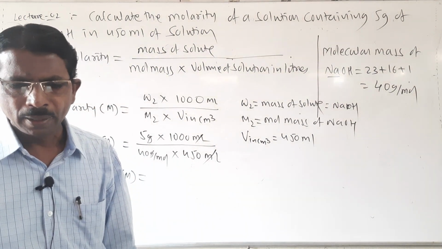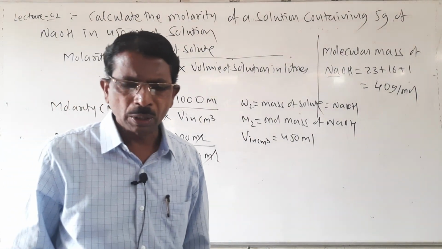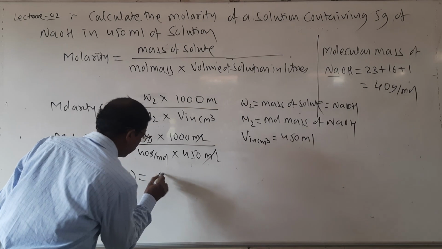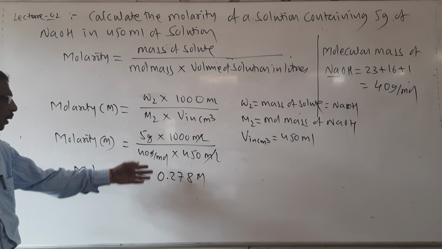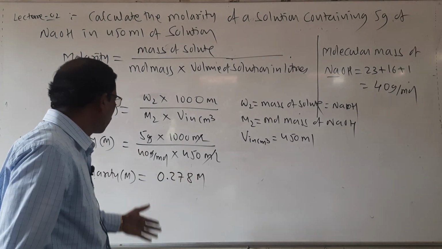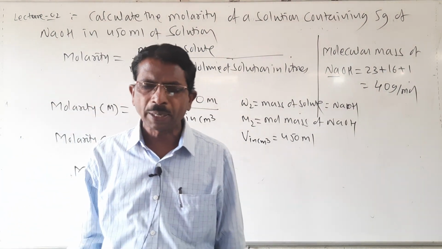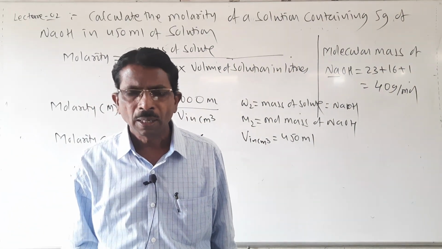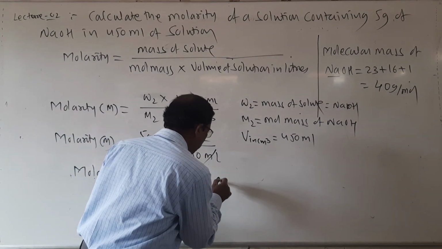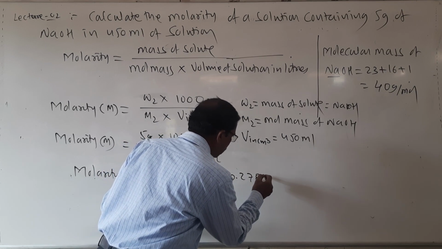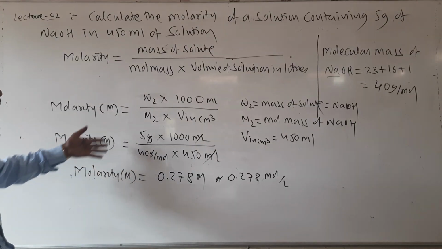So what is the value here? It is near about 0.278 M. This molarity 0.278 is expressed in terms of mole per liter, remember, or it is also written as 0.278 mole per liter. So here you may use this formula or you may use this formula.